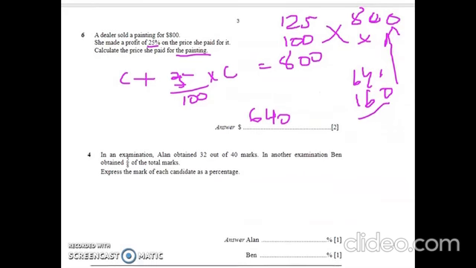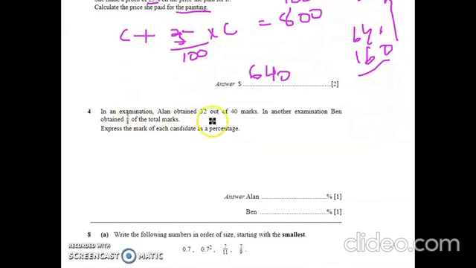Okay. In an examination, Alan obtained 32 out of 40 marks. In another examination, Ben obtained 5/8 of the total marks. Express the marks as a percentage. Again, you will simply multiply by 100, nothing else. 32 upon 40 multiplied by 100, that is 80%. And 5 upon 8 multiplied by 100, that is 62.5%.